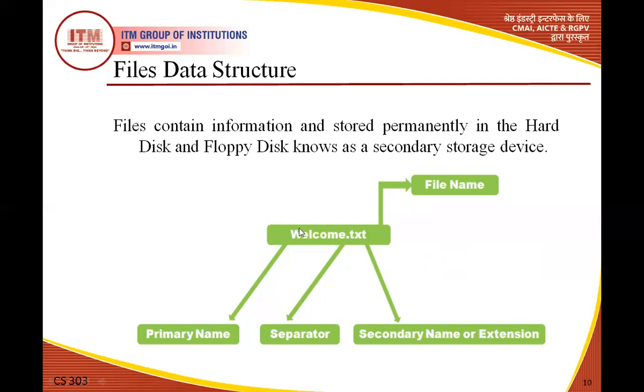A file can have three parts. This is the file name, welcome.txt. The first one is the file name. It is separated with a separator, a dot, and thereafter comes the important part, the extension name. The extension name is the recognition of that particular file. So .txt means it is a text file. .pdf is a PDF file. .doc means a document file. .ppt means a PPT presentation file.